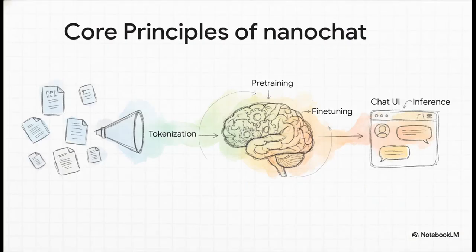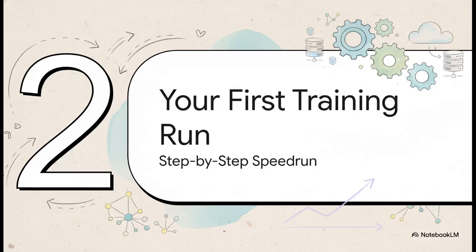And NanoChat isn't just one little piece of the puzzle. It's the whole shebang, a complete end-to-end pipeline. It handles everything. First, tokenization, which is basically just breaking down text into little pieces the AI can understand. Then pre-training, where the model just soaks up knowledge from tons of data. And then fine-tuning, where you get to specialize it for a task you care about. And the best part? It all wraps up with a chat interface so you can actually talk to the thing you just created. Okay, so enough talk. Let's dive in and see how you can actually do this yourself.